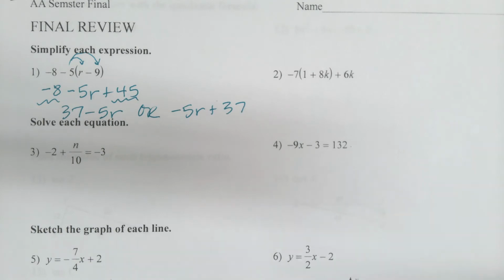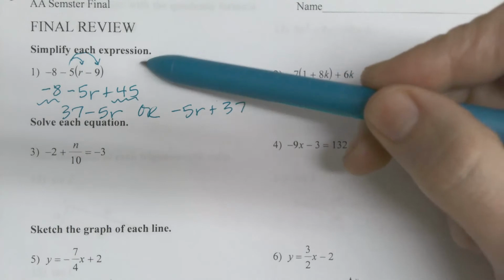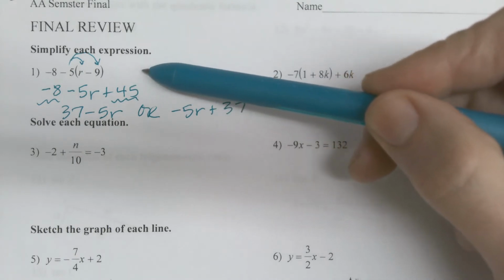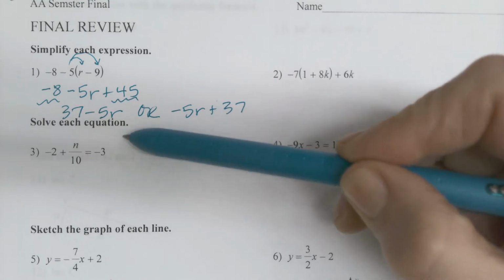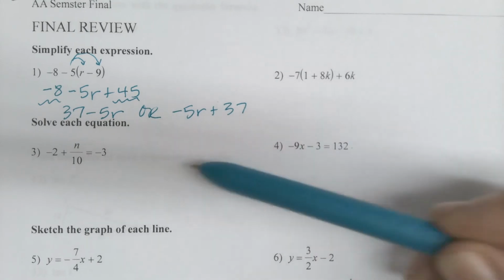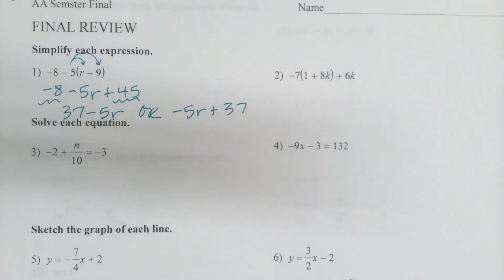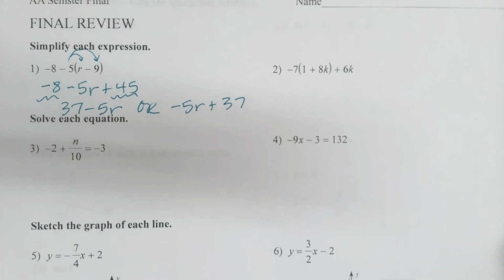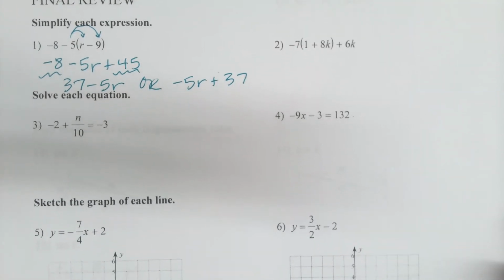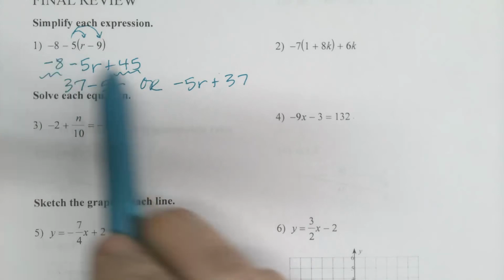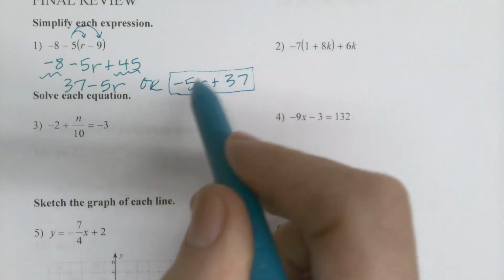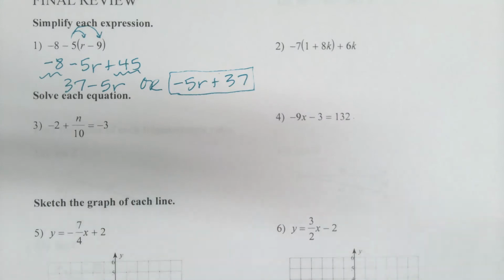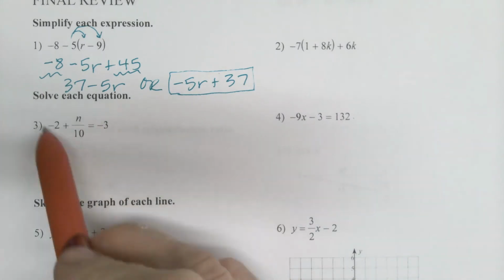Notice that there's no equal sign, therefore you don't solve. Solving only happens when we get into problems like 3 and 4, where it has an equal sign. Read the directions. That'll be a real good indicator for your final. If it just says simplify, you're going to leave an answer that's in this form. If it says solve, you're going to get an answer for the variable. So let's solve. How do you solve this next problem?